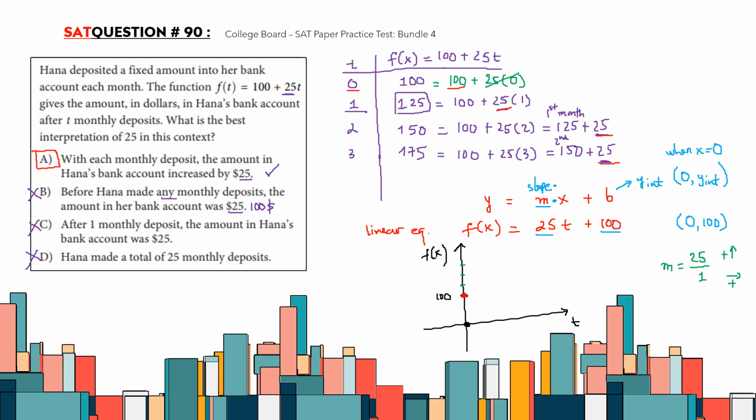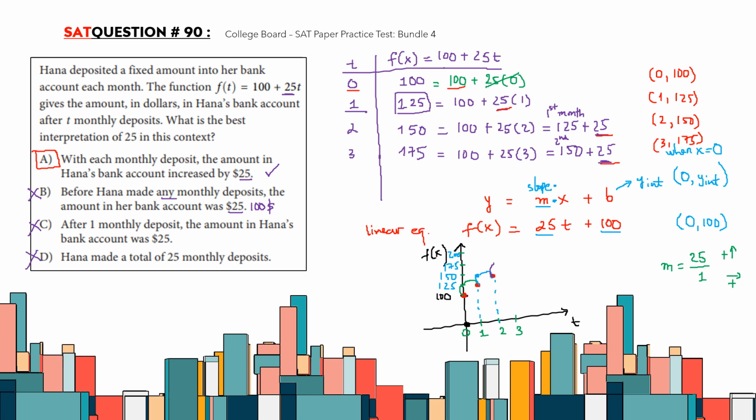Let's say this is 0 months, this is 1 month, 2, 3. So we go to the right, and we have another point right here. That is the first month. Then we go right 1 and up 25. Each part right here is 25. So this is 125, this is 150, this is 175, this is 200. The points are: 0, comma 100. This is 1, 125. This is 2, 150. This is 3, 175.